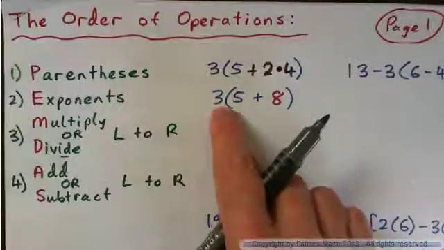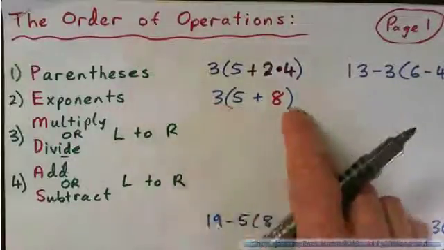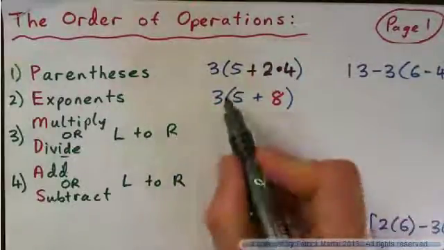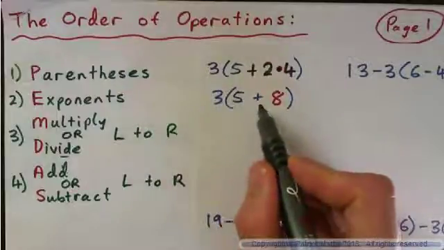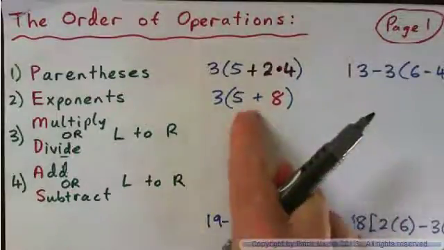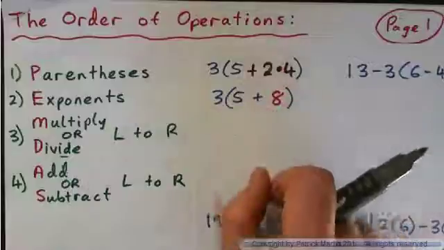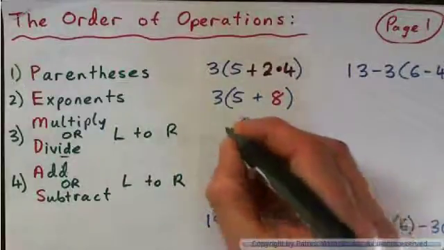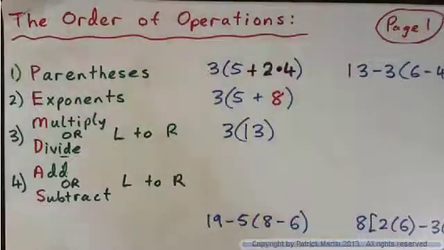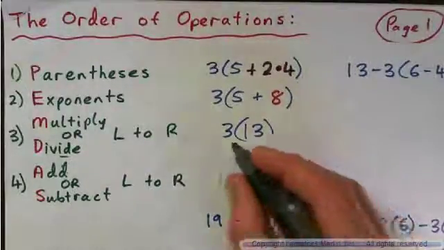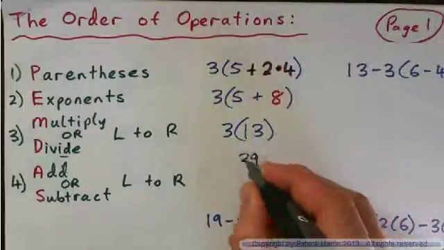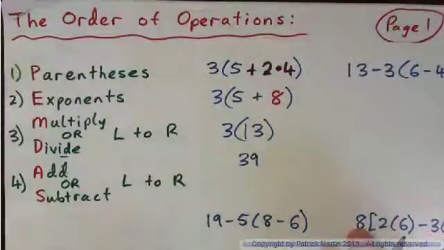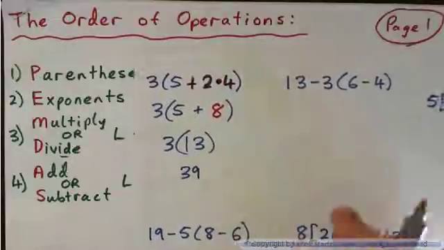So now we have 3 times 5 plus 8, and the 5 plus 8 is in parentheses. So even though we have a multiplication and an addition, we do the addition first, because the addition is inside a parentheses. Right, so we go 5 plus 8, 13. Then multiply by 3, and now we've just one operation left, 3 times 13, which is 3 3s is 9, 3 1s is 3, 39. Okay, so that's that one.